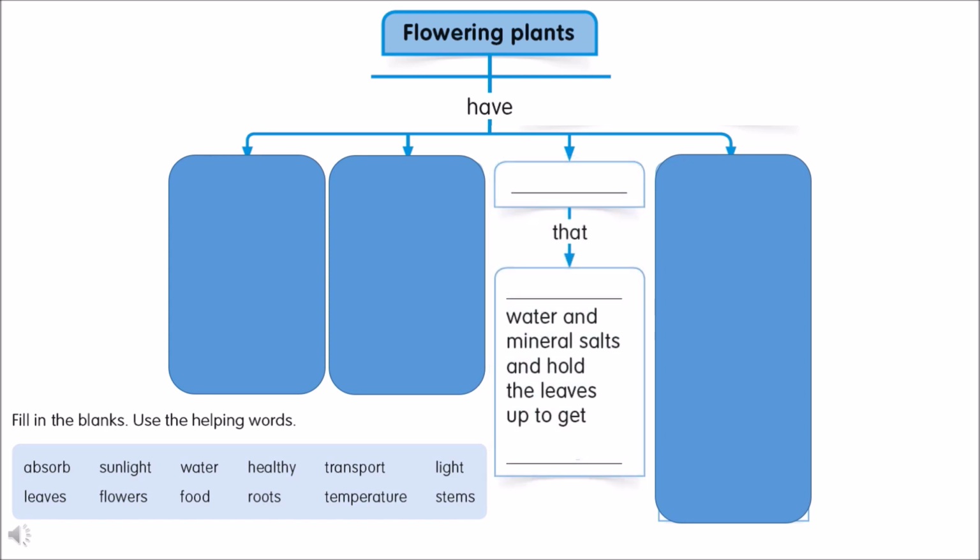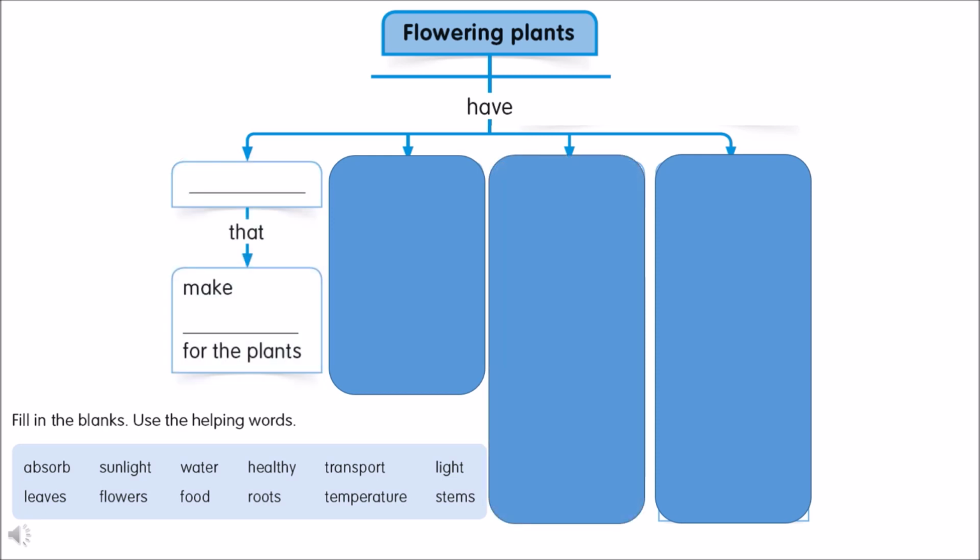Next, what we're going to do is we're going to look at the third one. Now, flowering plants have stems that transport water and mineral salts, and hold the leaves up to get sunlight. So, it's something to do with water and mineral salts and holding the leaves up. And the last one, let's go to the first section. Flowering plants have leaves that make food for the plants. Oh, this one is actually kind of easy. Which part of the plant makes something? So let's pause and come back for the answers.